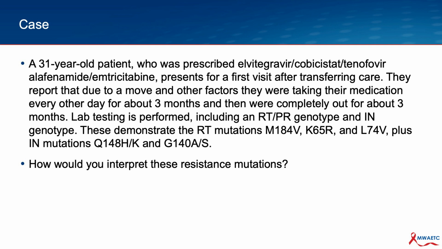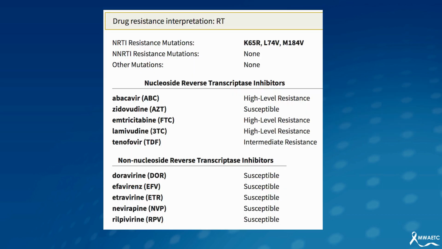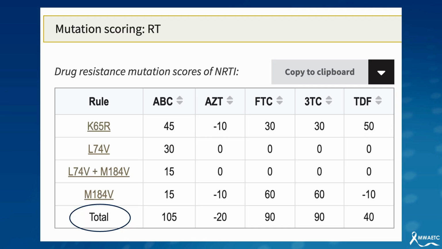Lab testing, including RT-PR genotype, and in this case, integrase genotype, incredibly important because this person was missing doses of elvitegravir, demonstrate the reverse transcriptase mutations you can see there and the integrase mutations. So how would you interpret those? So again, in the HIV Stanford database, I'm going to make sure I've input those mutations into the correct categories, reverse transcriptase and integrase. And on analyzing, we'll get a predicted degree of resistance to each drug. We'll get a description of what each mutation does, and then we'll get these resistance or penalty scores.